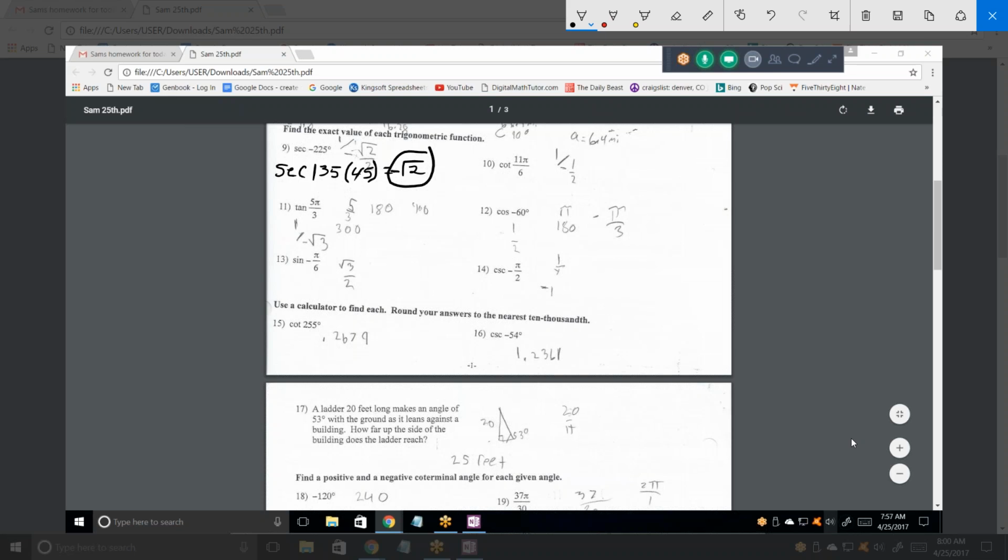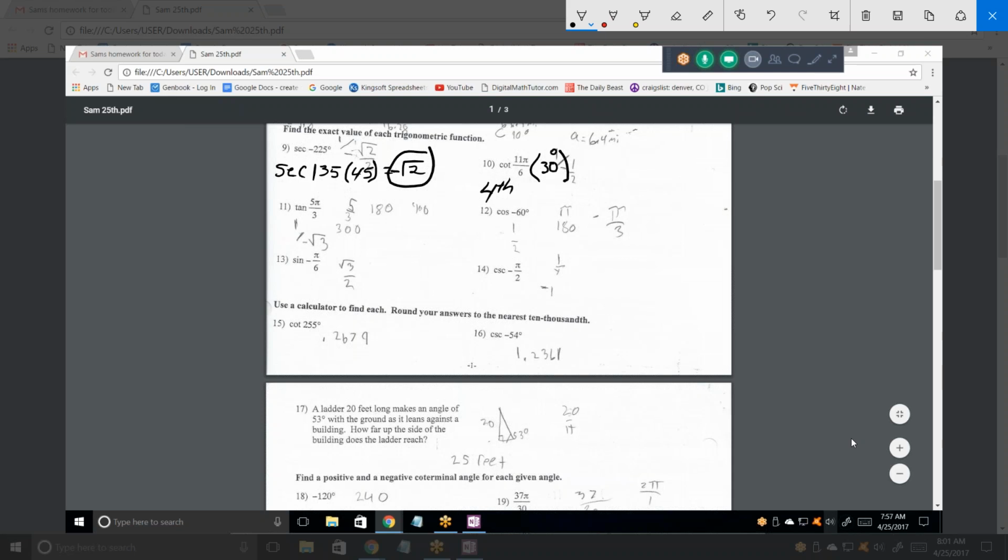Okay, now let's look at number 10. The cotangent of 11 pi over 6, which quadrant is that? It's the fourth quadrant. Okay, we'll just make a note. What is the reference angle? You can do it in degrees, but you're going to find that it's going to be easier to do in radians. It's 330. Okay, so it's 30 degrees is the reference angle.